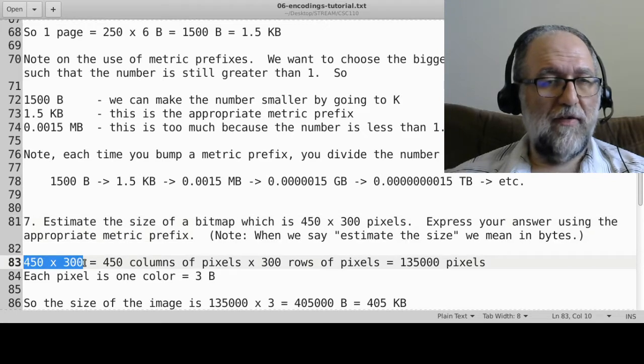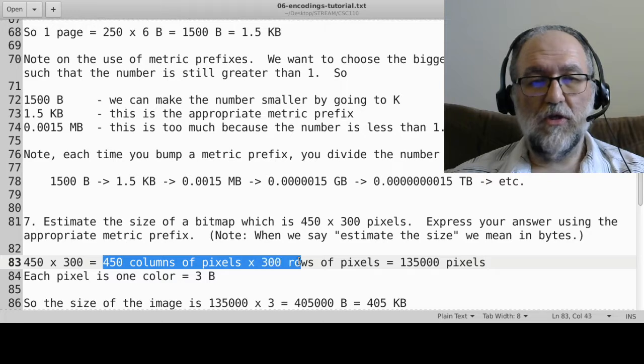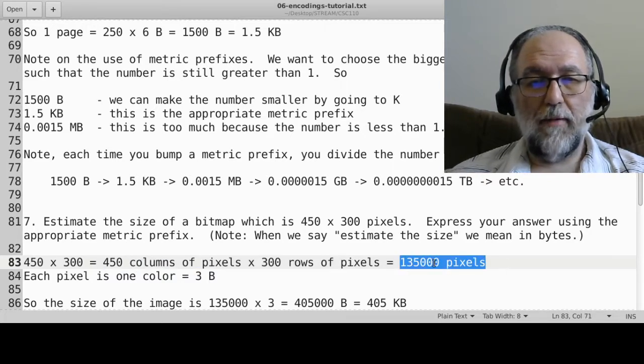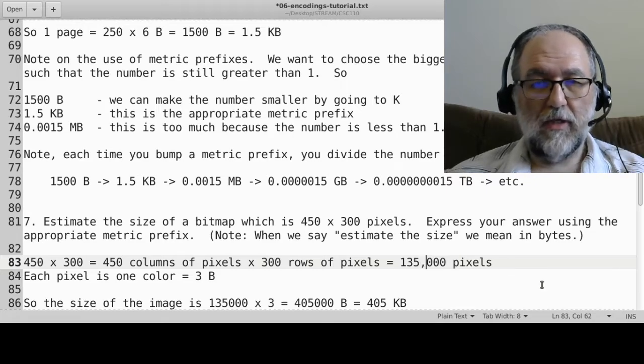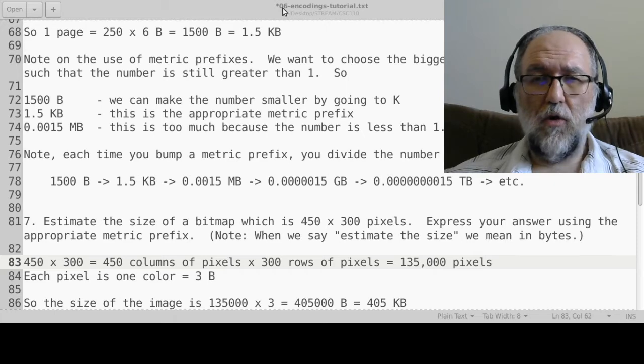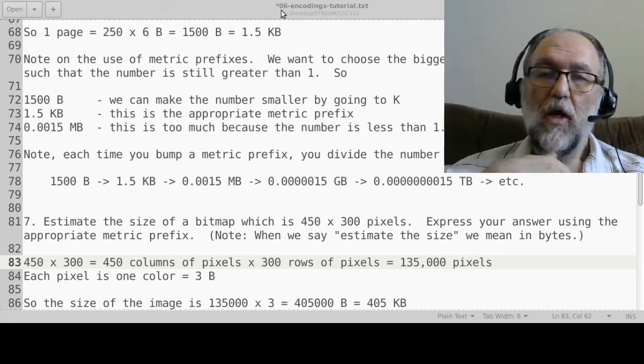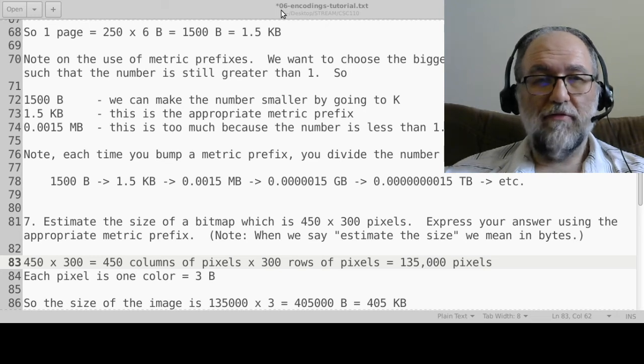First, you do 450 times 300, because you've got 450 columns of pixels with 300 rows of pixels, and that tells you that the image is made up of, let me put some commas in there so it's easy to see, 135,000 pixels. So if you actually counted all the little tiny pixels, all those little squares, you would see that there are 135,000 of them.